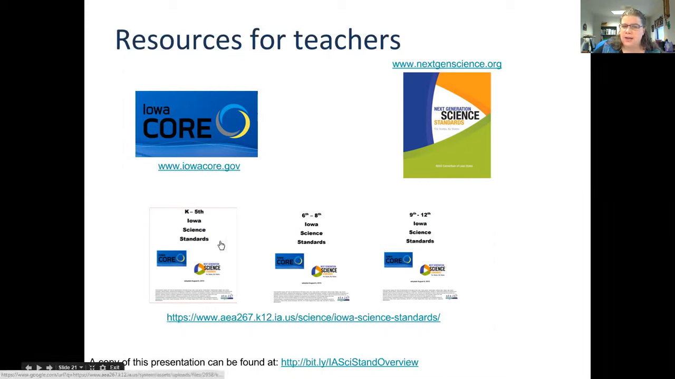And then AEA 267 has developed 3 booklets: K-5 Science Standards, 6-8 Science Standards, and 9-12. The K-5 and the 6-8 are set up so that they are in topic arrangement, meaning that they are aligned more closely to a unit or a theme, whereas the 9-12 is aligned by the disciplinary core idea. So all the life sciences will be together. All the physical sciences will be together.